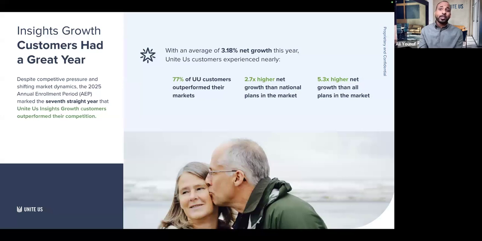Customers had an average net growth of 3.18%, and around 77% of them outperformed their markets. We also had 2.7 times higher net growth than the national plans and 5.3 times higher than all plans. So we're seeing a lot of great results here. Customers are leveraging our predictive models, getting those custom lists and then reaching out to those individuals who are more likely to join their plans and more likely to stay on their plan. Having that personalized touch is really important here.